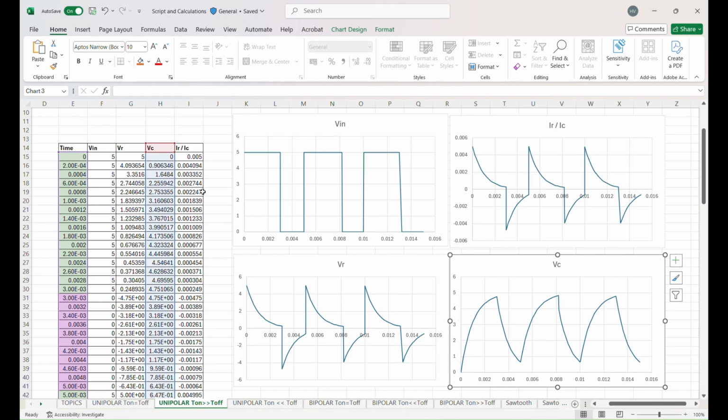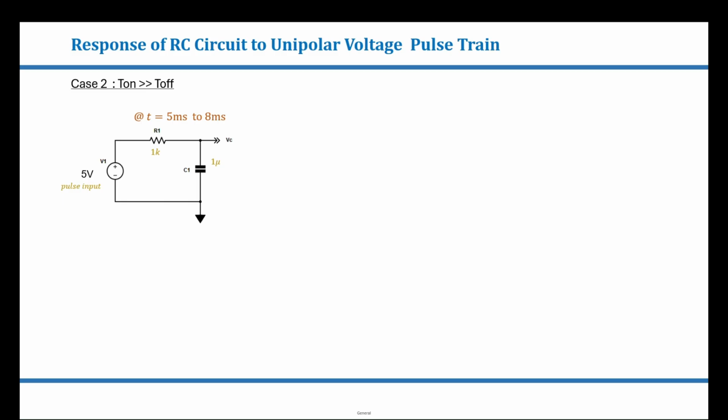Here in the Excel sheet shown, the voltage across capacitor is calculated for every 200 microseconds. Plotting it, we can see the nature of the voltage across capacitor. The same voltage across capacitor for the next cycle, which is from 5 milliseconds to 8 milliseconds, can be calculated using the following equation.